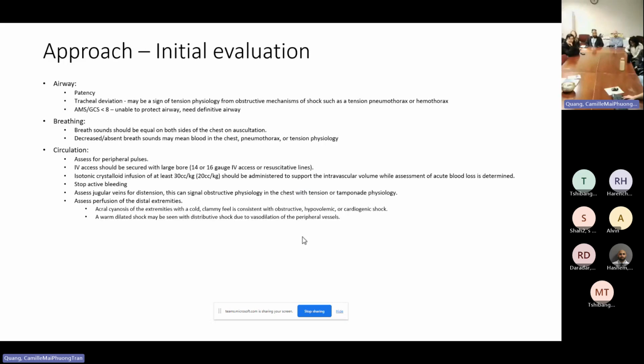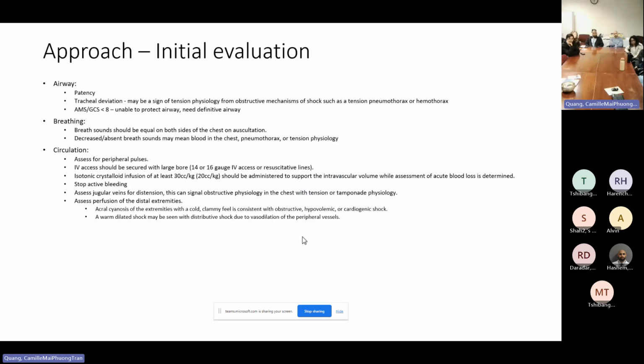So in circulation, you're going to assess for peripheral pulses. Can you feel pulses in different places? Because an IJ you can feel at a lot lower blood pressure than you can a radial artery. Like when we're doing CPR, you should never check for a radial artery because it's silly. And then this is where you're going to get your IV access.